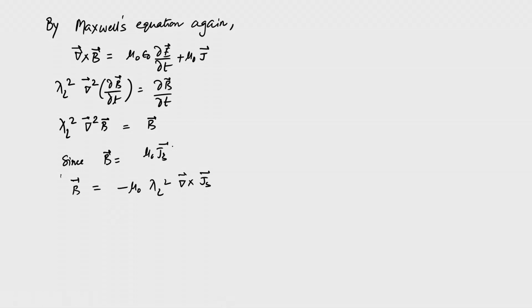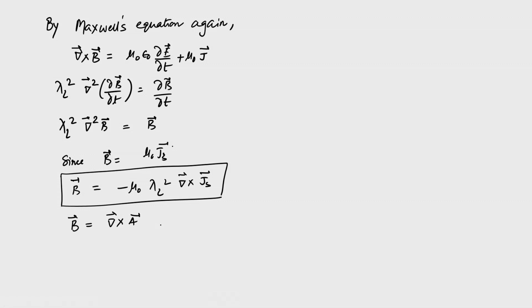So, this is one of the London's equations, where the magnetic field is expressed in terms of the current density, or the curl of the current density. So, if we introduce the magnetic vector potential, which is defined by B equal to curl A, then of course, Js can be written as minus 1 by mu 0 lambda L square A, because B is equal to curl A. So, that is the relation between Js and A. This is basically called the second London equation.